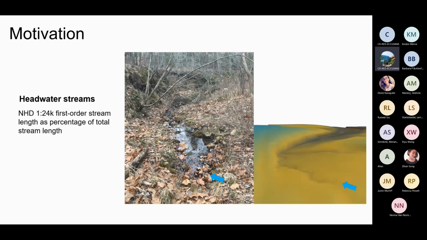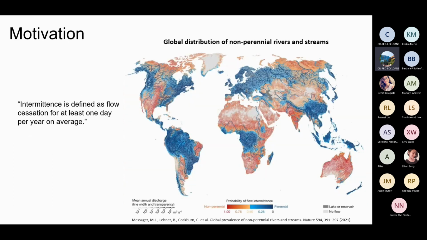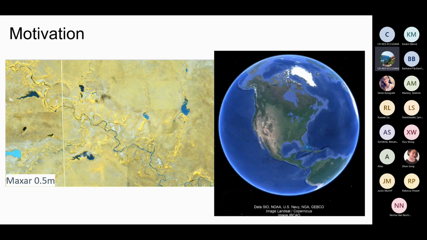To date, automated tools are generally limited to types of flow modeling, yet determining stream extent and permanence are not resolved with those tools. Sorry, it's an older slide set. I'm going to skip through some of these for the sake of time.